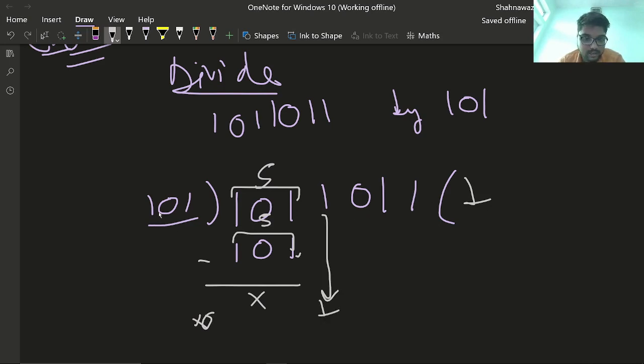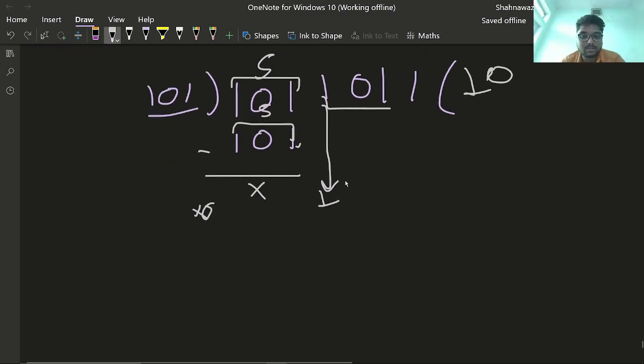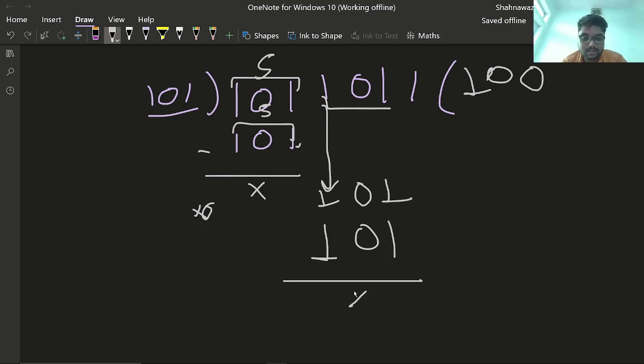So you cannot subtract 101 from this, because the number of bits here and here must be the same. So you have to take another bit down, and write 0 in the quotient, just like in ordinary operations. Then you take one more bit, again write 0, then write this 101 and perform the subtraction. Here also it gets cancelled, 1 time. Now you just take this bit down.